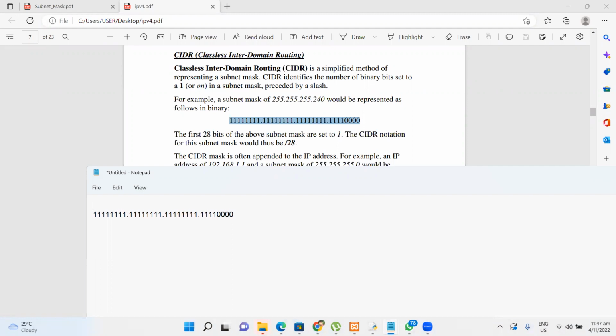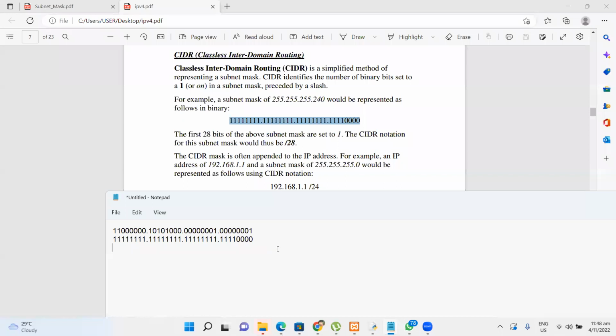IP address is 192.168.1.1. 168 is 128 plus 32 plus 8. Sorry, this is the IP address. Then in order to find the network IP, we need to AND them together.